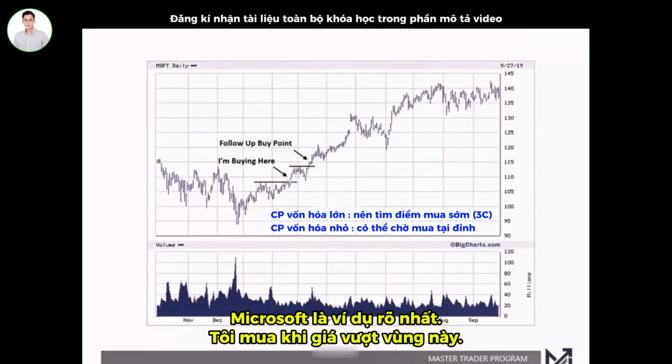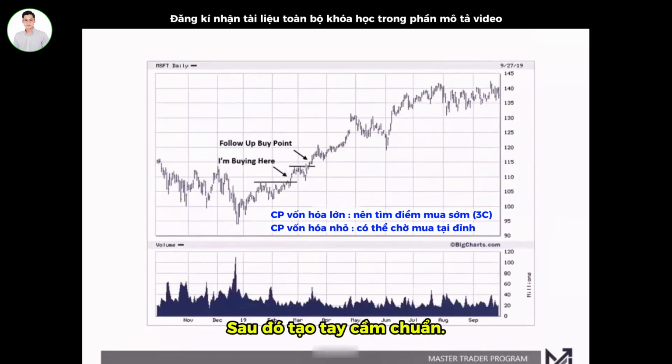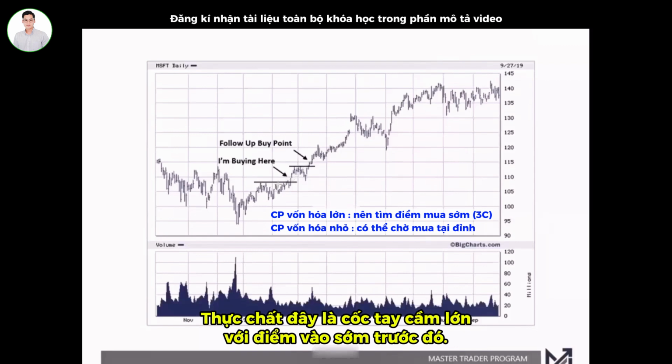I actually bought it right here. It came through this level right here, and you can see again, there's where you draw your line, and you can see it comes through that pivot point, and then it forms a classic handle. And this is just a big cup with handle with a previous cheat buy point.